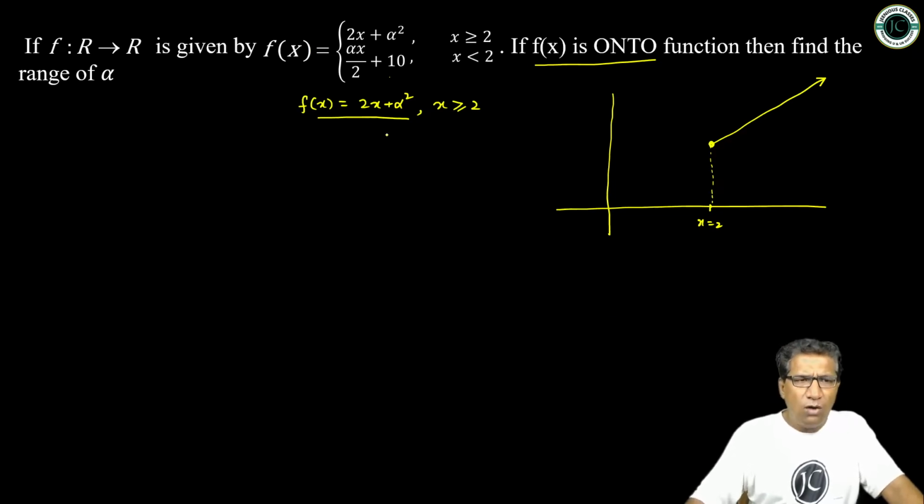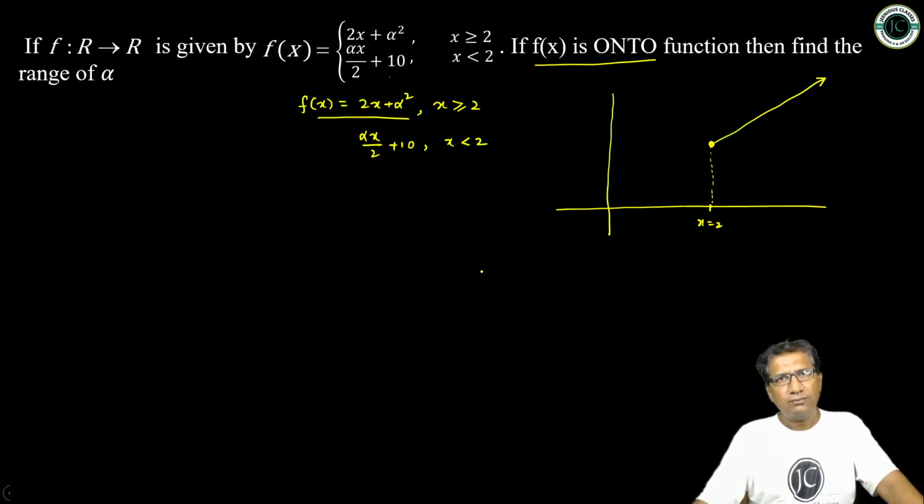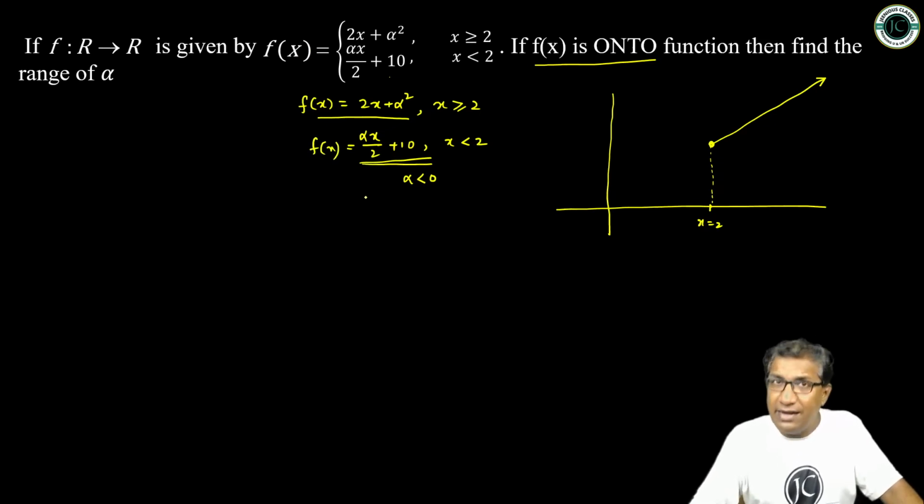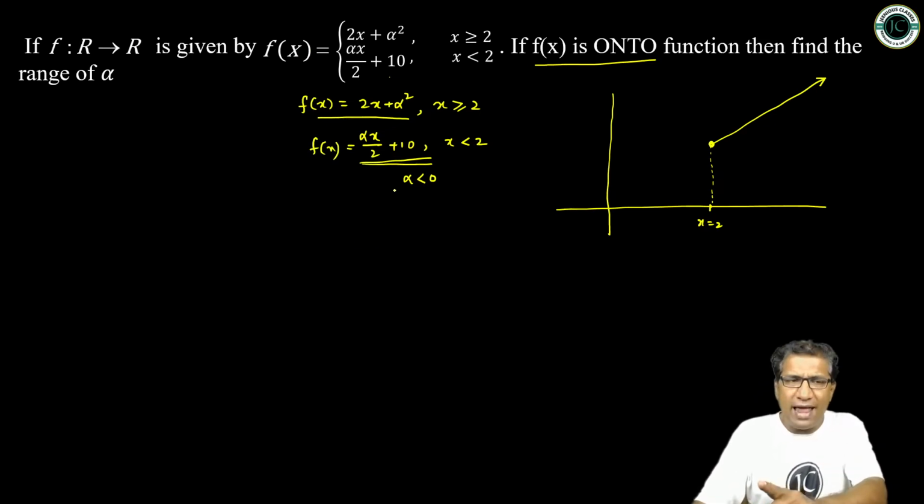Okay. Now, the second part of this function is alpha x by 2 plus 10 when x is less than 2. Now children, here I have to consider two cases because I don't know what alpha is. Suppose alpha is less than 0. Let me just tell you before that, this is again the equation of a straight line because this function is again a linear one. So it is a straight line, and when alpha is less than 0, it will have a negative slope.